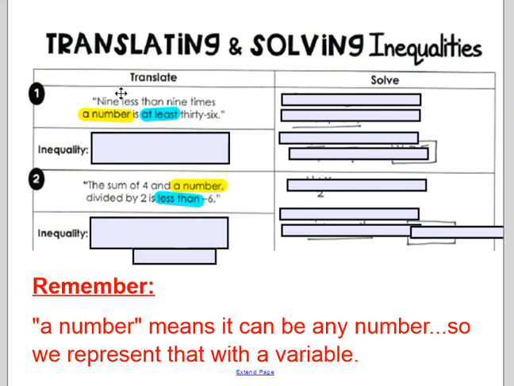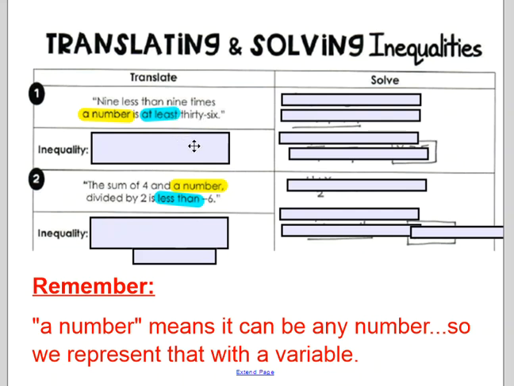9 less than 9 times a number is at least 36. Now you can already see some of my highlights that kind of pull out some keywords. One thing I will point you to, though, is you keep seeing this phrase, a number, and they don't tell us what number, okay? So again, think mathematically here. When they don't tell us what number to use, how do we represent a number? And it tells you down here, remember, a number means it can be any number. So we represent that with a variable, all right? We're gonna use x over and over again, or whatever variable you choose to use, but we're gonna use a variable when we see that. So 9 less than 9 times a variable is at least 36.